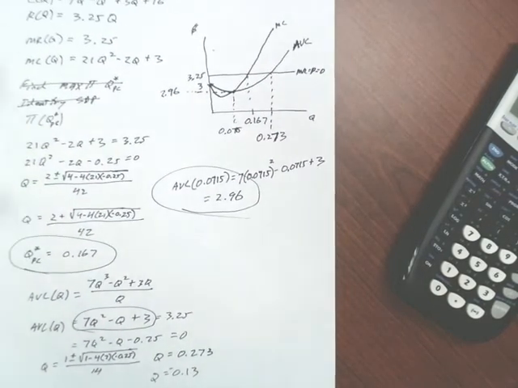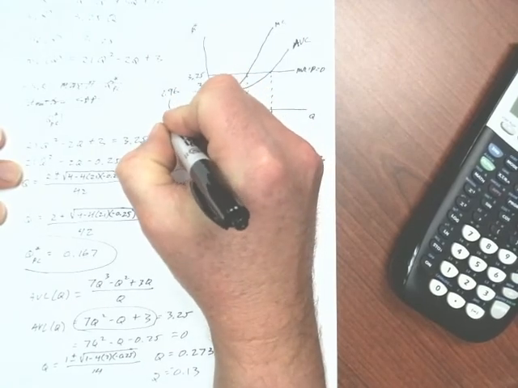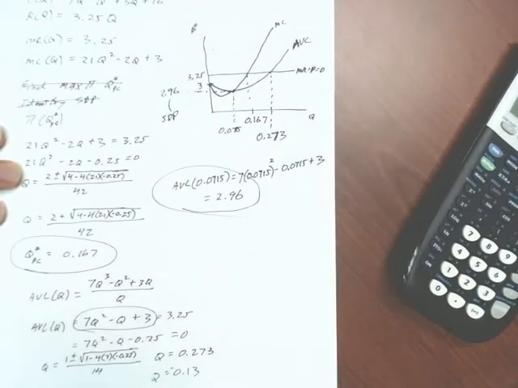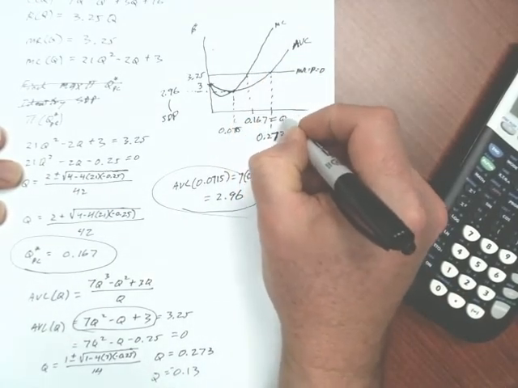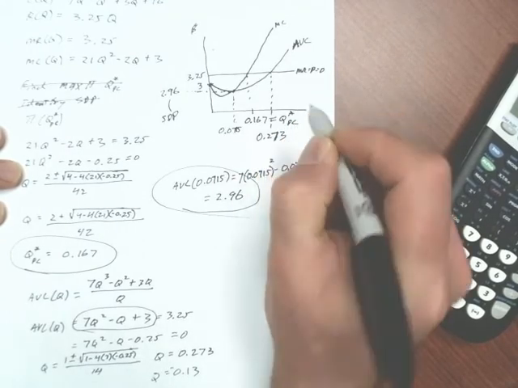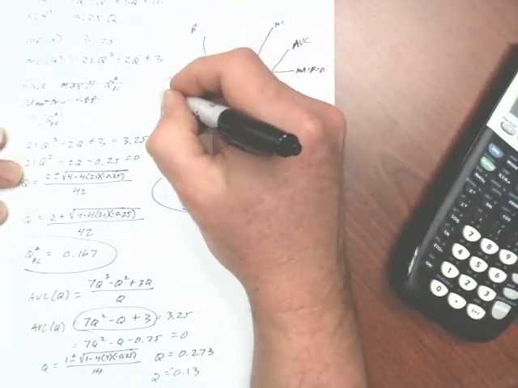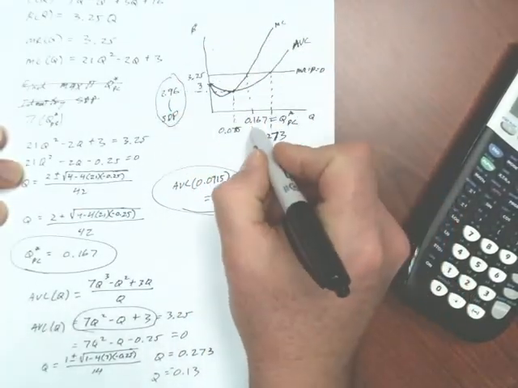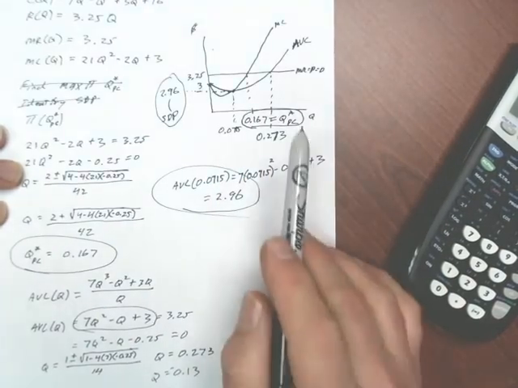Okay, so we've done two of these. We've taken care of 2 of the 3 items the question is asking for. So this is our shutdown point. We identify that as the SDP, shutdown point. And this we identify as Q star PC. Okay, so that's done. We got this, and we got this.